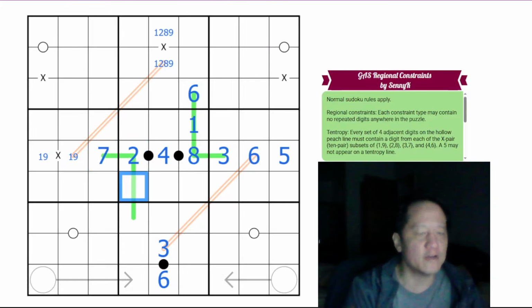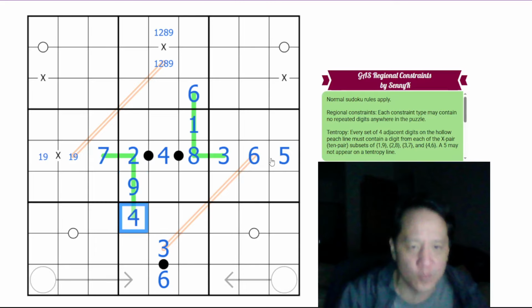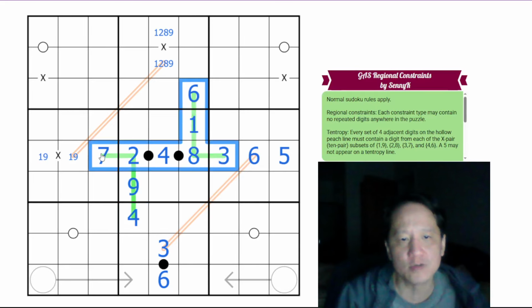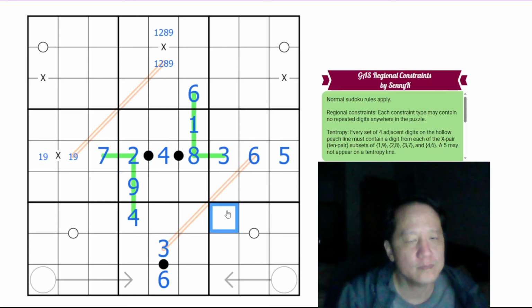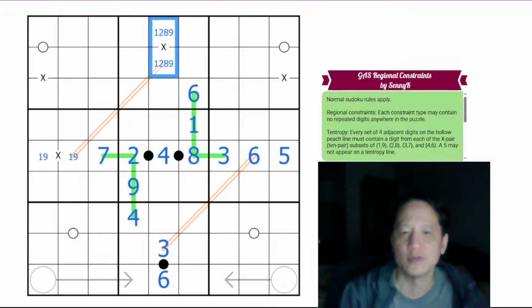And we need a 4 and a 9 on the whisper 5 lines. This can't be 4, so this must be 9, which makes that 4. And the regional constraints are all satisfied. This must be a different 1-9 set than this. And since this is a 1-9 set, this can't be 1 or 9, so this is a 2-8 pair.